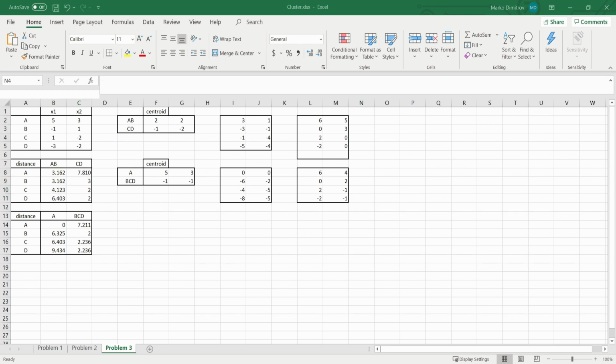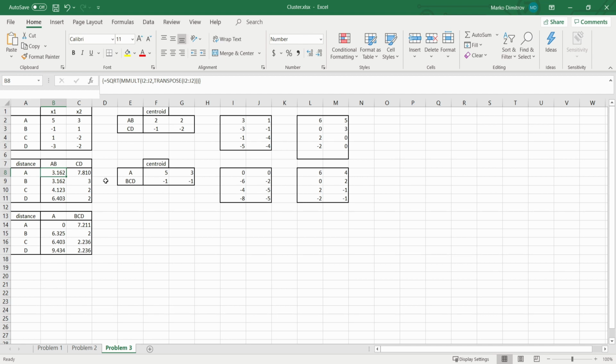So square root of the sum of squared differences. And here are the differences for the other centroid. What I said is that we now need to compute the distance between all, so between A and our centroid AB. So we have our square distances, and now we can compute the distance between A and AB.